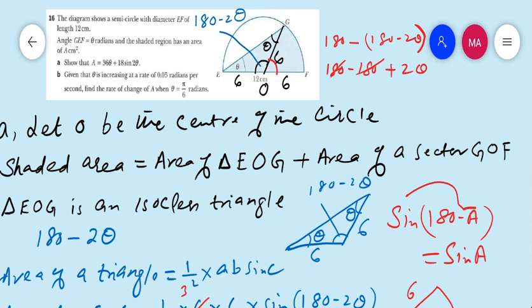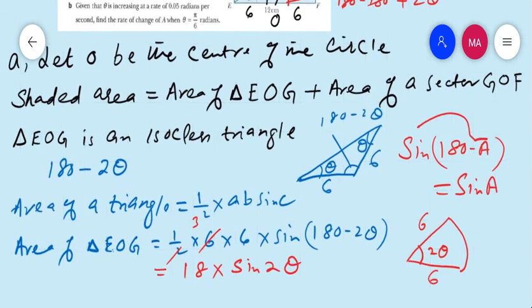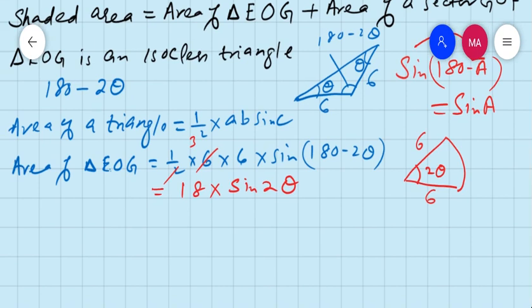There is another way to find this angle. If you apply the angle property of a circle, the angle at the center is always double the angle at the circumference. So the angle at the circumference is theta, therefore the angle at the center must be 2 theta. So take the point whatever you want.